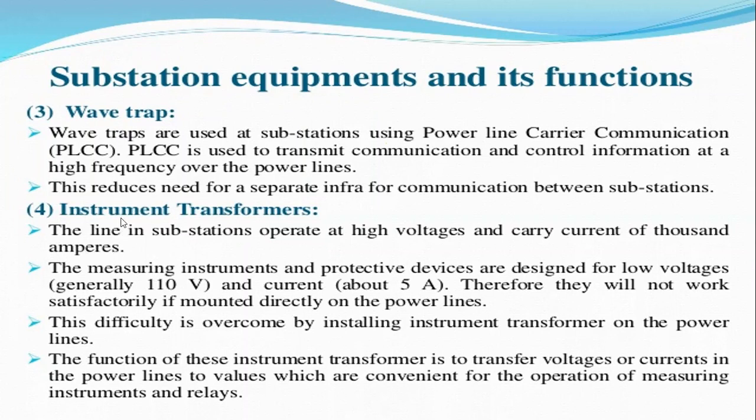Next, instrumentation transformers. The measuring instruments and the protective devices are designed for low voltages and currents, such as currents of about 5 amperes. Therefore, this difficulty is overcome by installing instrumentation transformers on the power lines. The function of the instrumentation transformer is to transfer the voltages or currents.